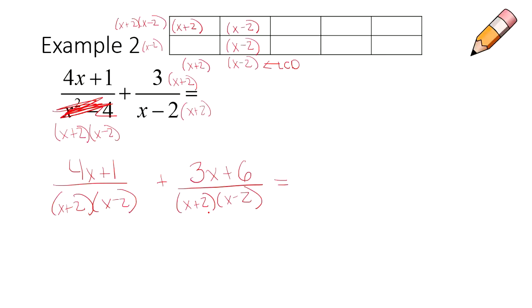Common denominator, add the numerators. So I got 7x plus 7 over x plus 2, x minus 2. Double check, does anything factor? I could take a 7 out of the top. That's not going to help me though, right? Nah, because I'll just be left with x plus 1. Nothing cancels off anyway. We're just going to leave it.